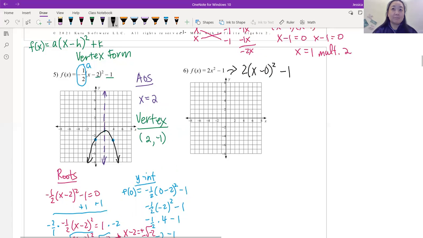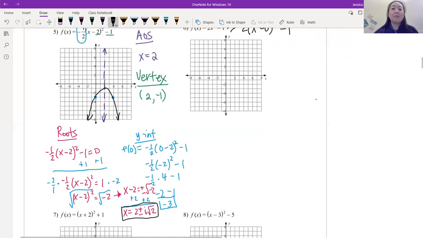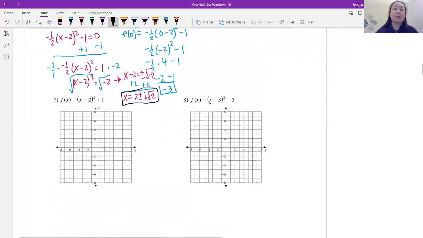X squared. So yeah, vertex (0, -1). Easy, just like that. You don't even have to do any calculations. All right, so let's try number 8. So if you look at number 8, let me do the AOS and all that kind of stuff here.